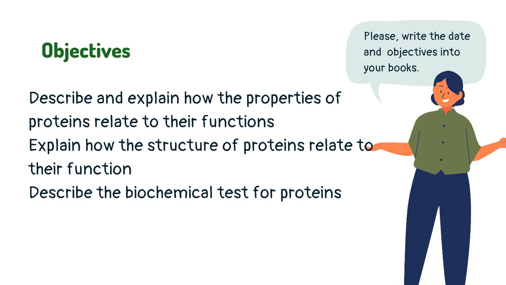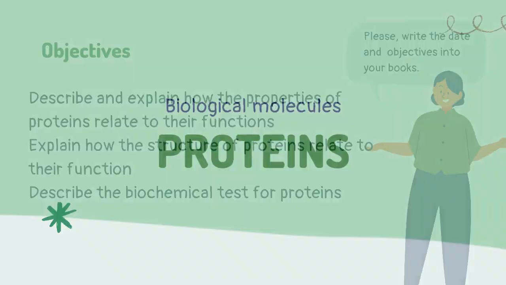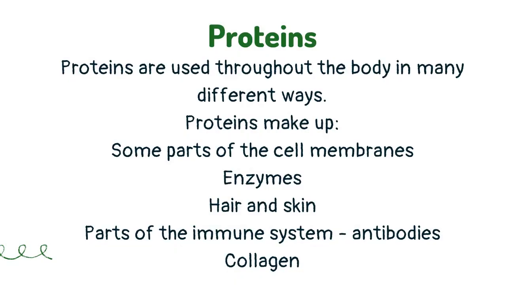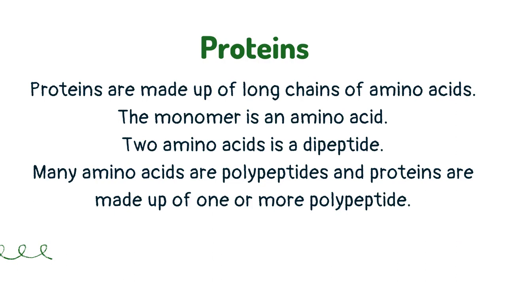Today you are going to learn about proteins. Proteins are used throughout the body in many different ways. Proteins make up some parts of the cell membranes, enzymes, hair and skin, parts of the immune system, antibodies, collagen. Proteins are made up of long chains of amino acids. The monomer is an amino acid. 2 amino acids is a dipeptide. Many amino acids are polypeptides, and proteins are made up of one or more polypeptides.